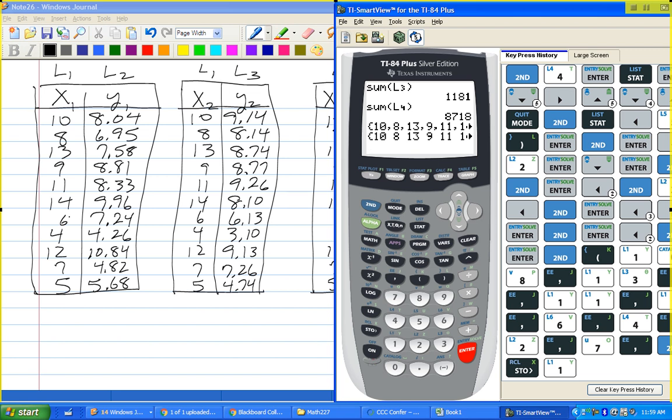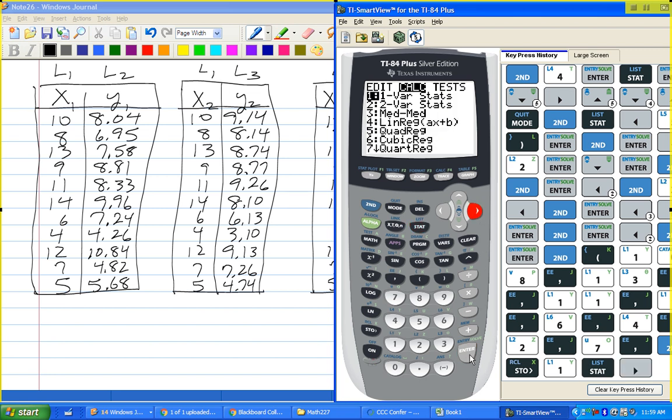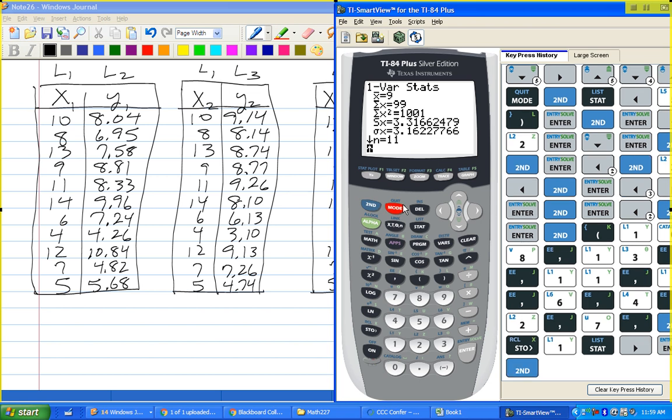2, 4, 6, 10, 11. Let me just check something. There are 11 numbers. Good. Okay. Just paranoid. And now let me put in everything into L2.